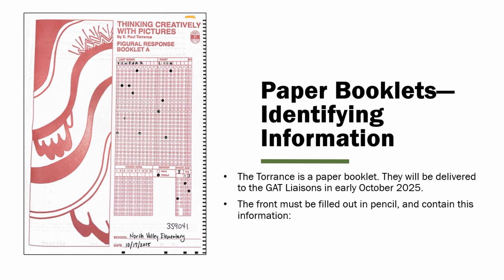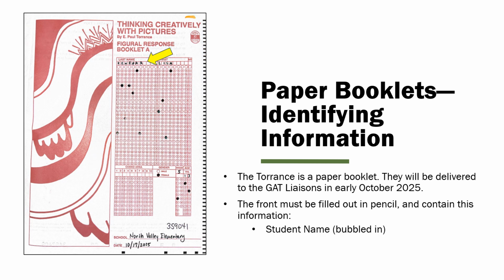The booklet you see on the left side of the screen is what the Torrance test looks like. They are paper booklets with a pink cover. Based on the number of referrals counted after the referral window ends in September 2025, the Coordinator for Gifted Education will deliver the needed number of Torrance booklets to the campus. The Torrance tests will be shipped out for professional scoring. To ensure they are scored, the scoring service requires the cover to have proper identifying information filled out.